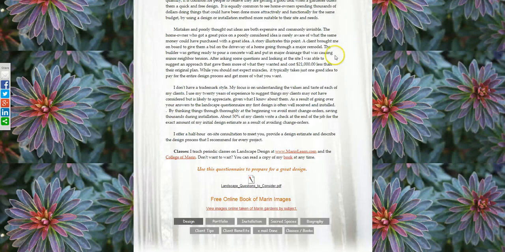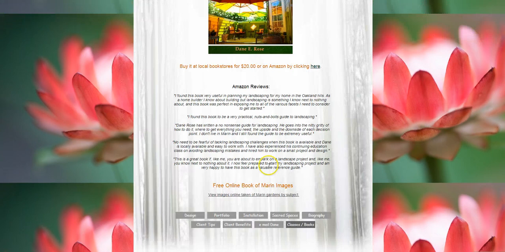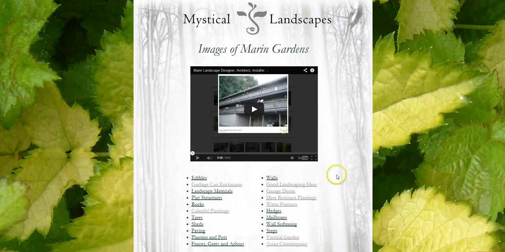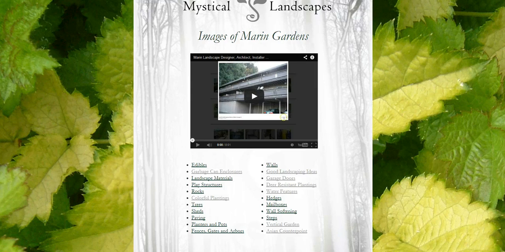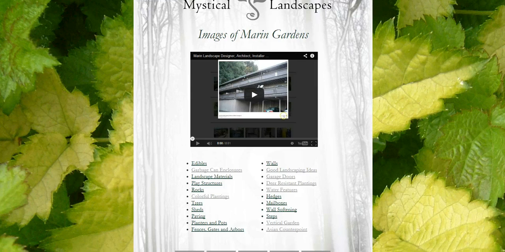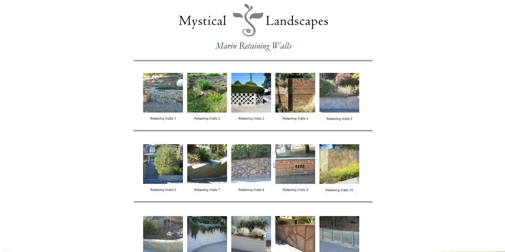The first one is a resource at the bottom of the book pages here, and this is a fun project where I took over 1,000 photographs of different buildings and things in Marin, with the goal of helping you see the full range of choices in a given category and see what's possible. And so let's take a look at walls, for example.